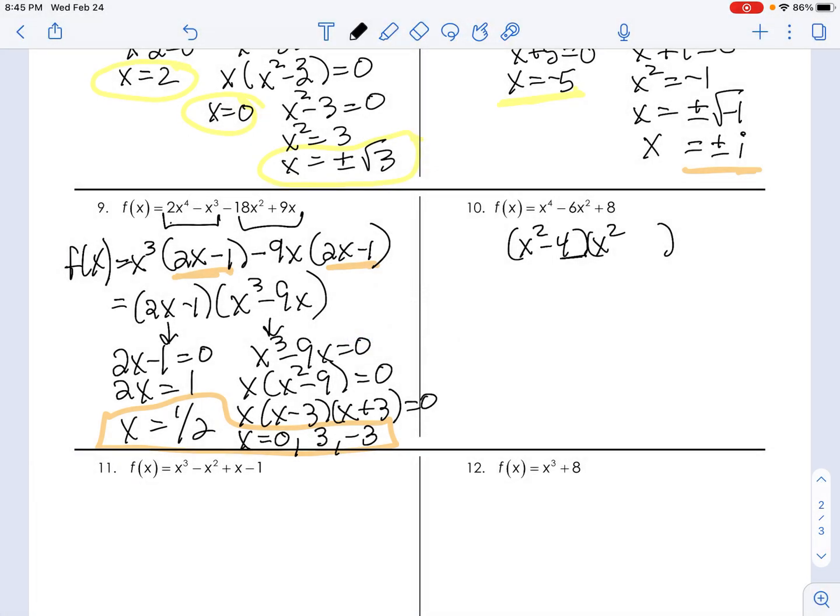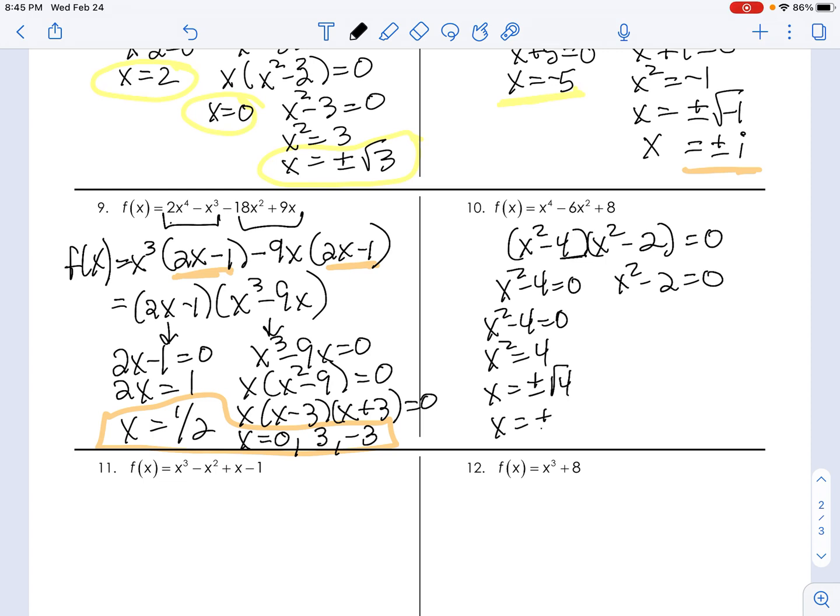So minus 4 and minus 2. Because when you add them, you get a negative 6, and when you multiply them, you get a positive 8. But what does that look like when we're solving? Well, x squared minus 4 equals 0, and x squared minus 2 equals 0. You can solve by factoring. You can solve by square rooting. So x squared minus 4 equals 0, x squared equals 4, x equals plus or minus root 4, x equals plus or minus 2. x squared equals 2, x equals plus or minus root 2.